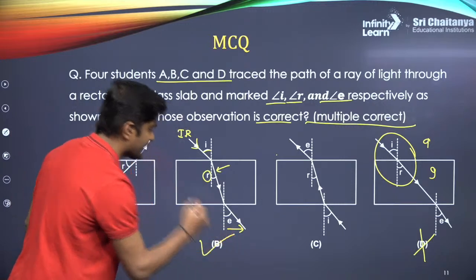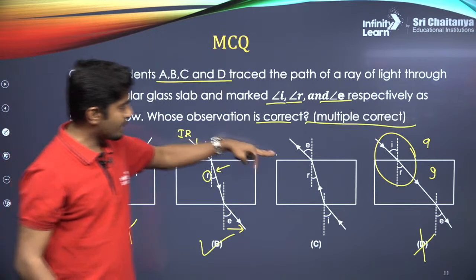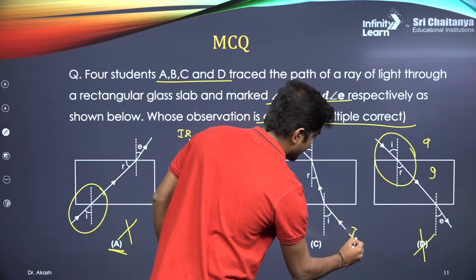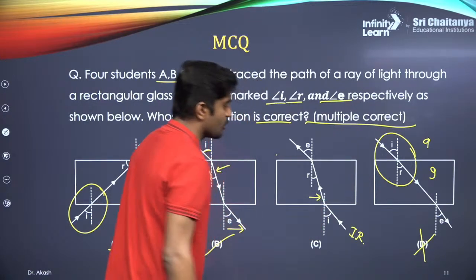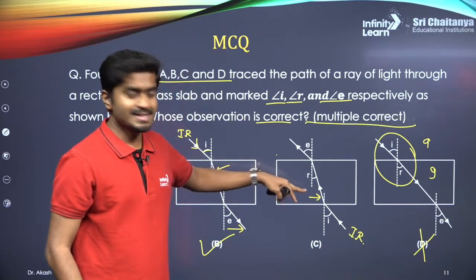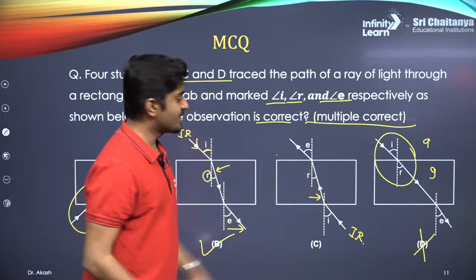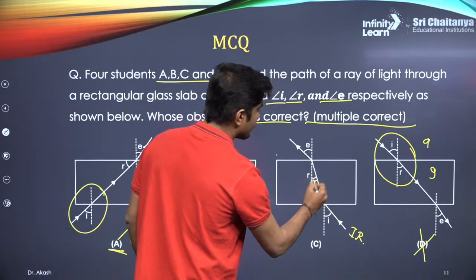So everything is correct. So this is the correct diagram. Now let's come back to this. There is an incident ray, there is angle of incidence I, light is bending towards the normal. When it goes from air to glass, light is bending towards normal, which is correct. Now this R and this also R, both are correct.